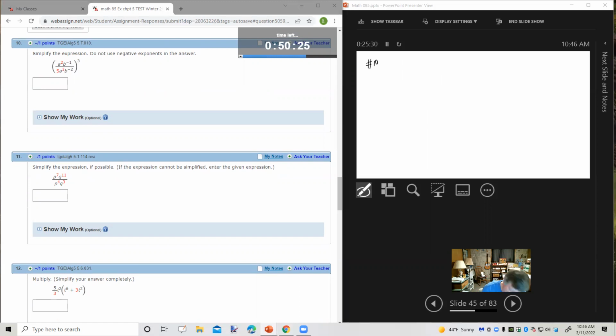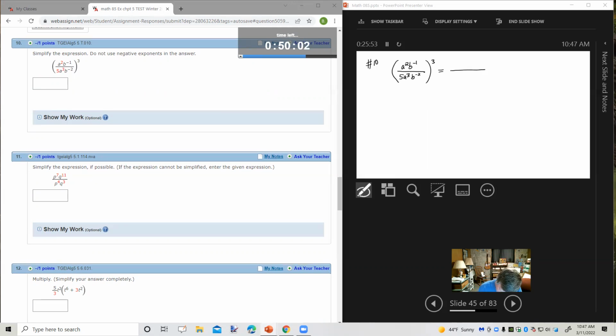If I just listen to my own advice. All right, simplify the expression: a squared b to the negative 1 over 5a cubed b to the negative 2, the whole thing cubed. All right, so let's condense what's inside. Order of operations, start inside a grouping symbol.